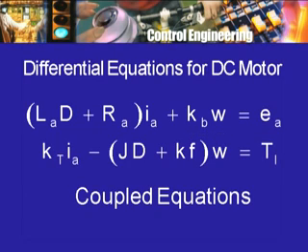This is one equation. And the second equation is the torque equation, which can be written as, let us say, KT IA, which is the generated torque, minus the torque required to overcome inertia and friction. So, that can be written as JD plus KF acting on omega. This difference is used to drive the load, so this is equal to the load torque. Note the operator D appearing in two places, one operator acting on IA, another operator acting on omega, and the two equations are what are known as coupled equations, in the sense that each equation involves both the variables omega and IA.